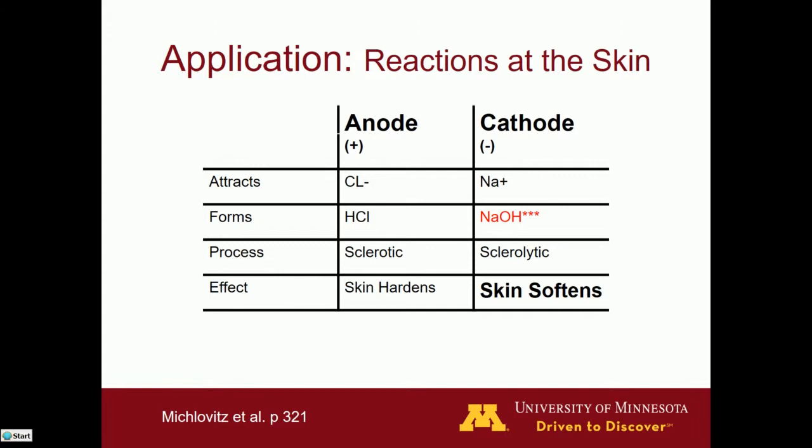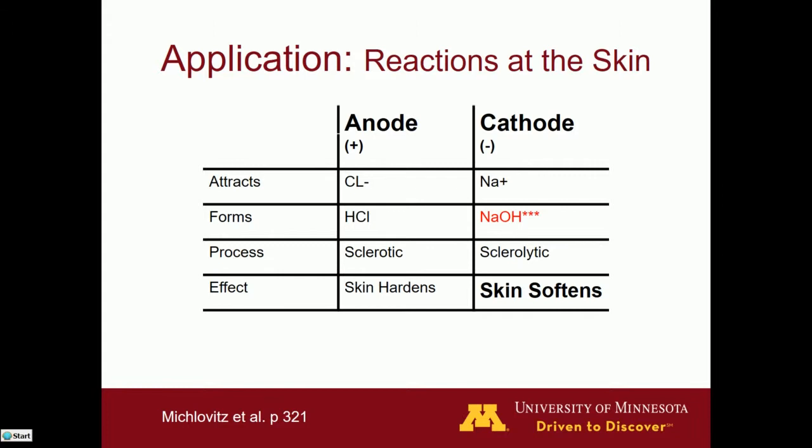So here's what's happening at the skin level in the extracellular fluid. You have water and sodium chloride, and the E-stim of the iontophoresis causes ionization of these substances, which means water and sodium chloride are separated into their individual ions. The anode attracts the negative charged chloride, which combines with hydrogen from the water and forms HCl, which is acidic. It's also sclerotic in nature and causes the skin to harden.